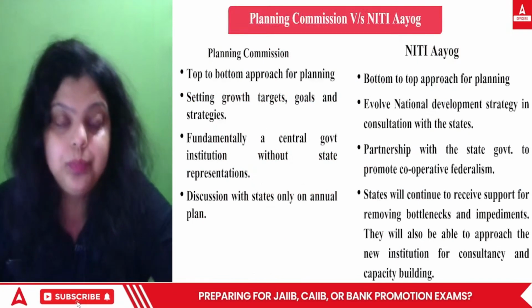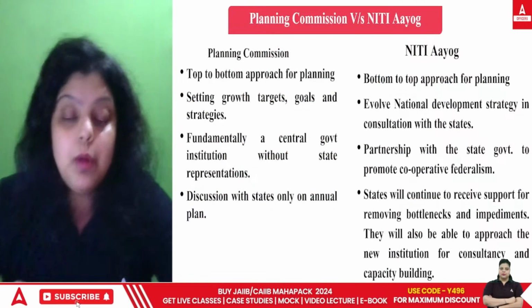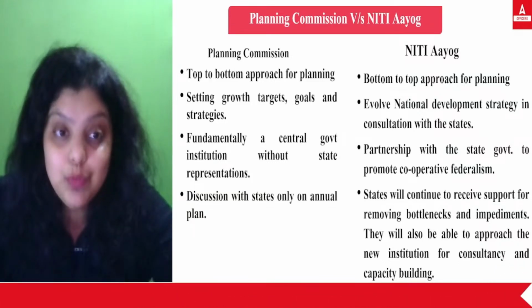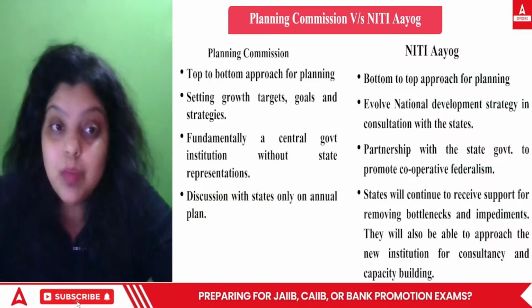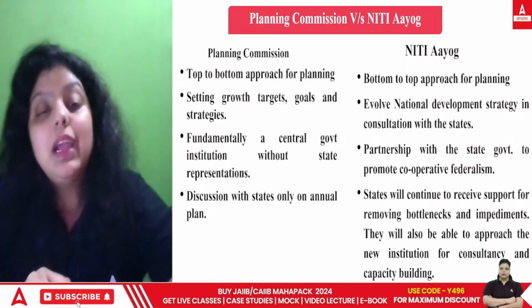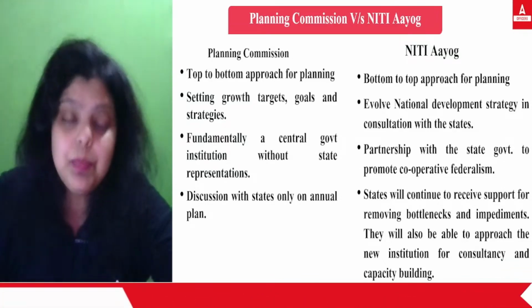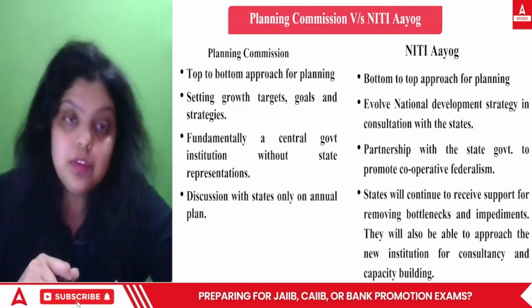Okay, so this is what I was talking about. There are 7 areas that the government has to focus on if it wants to achieve 10% growth. Now, we have discussed what the Planning Commission is and what Niti Aayog is separately. Now let's discuss the difference between these two.